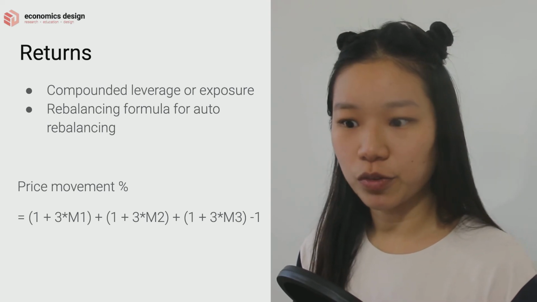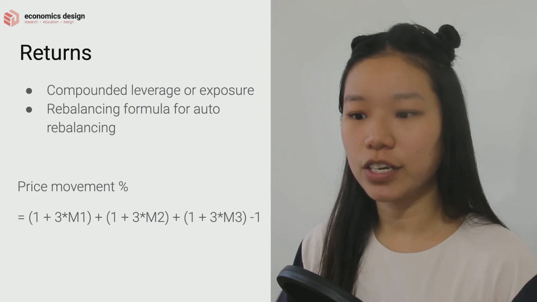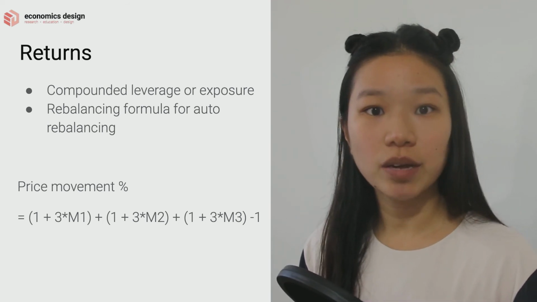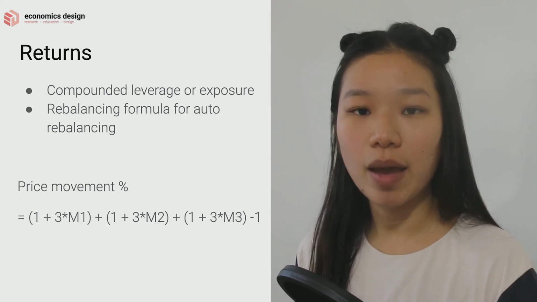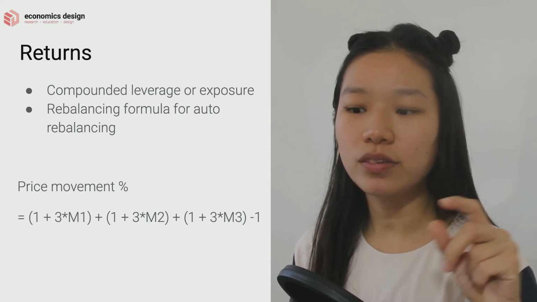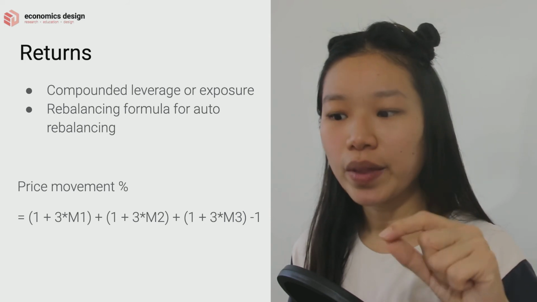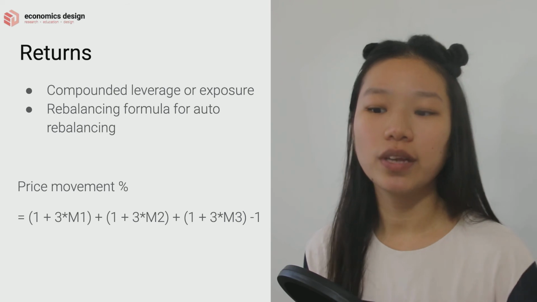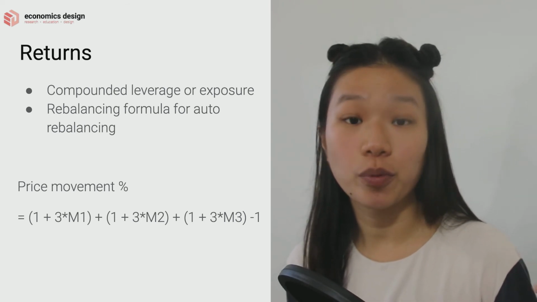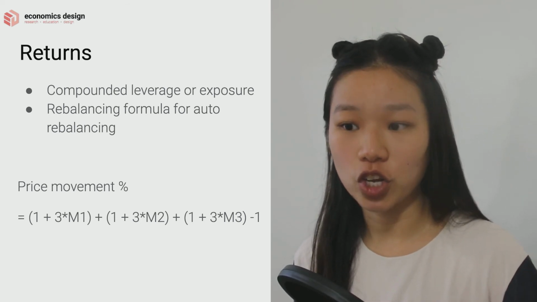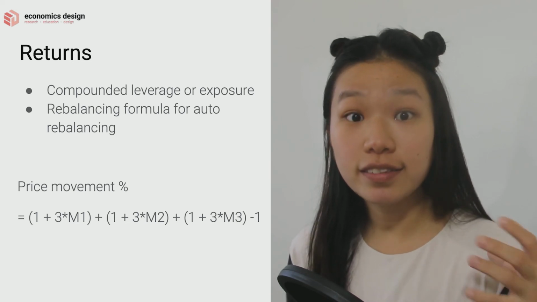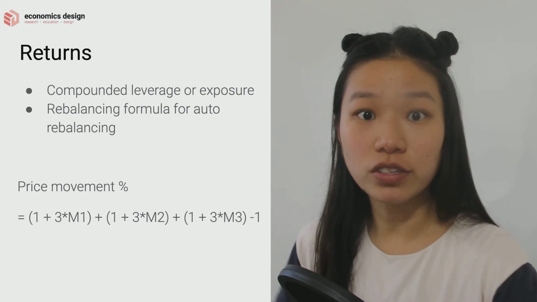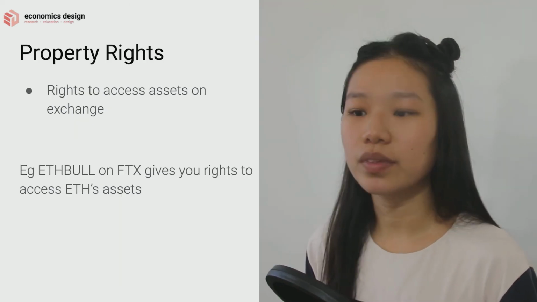And so what does the price movement look like? The price movement in percentage is as seen here. It's (1 plus 3 times M1), where 3 is your leverage position and M1 is the movement in day 1, times (1 plus 3 times the movement in day 2), times (1 plus 3 times the movement in day 3), minus 1, which is minus your starting position. And that is the change in your compounded price movement. So this is good during a bull run, because then you're getting more returns compared to a static leverage position.